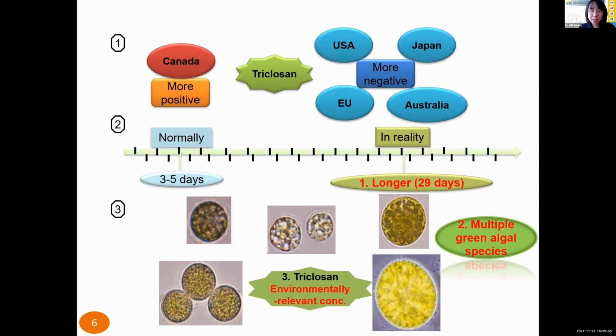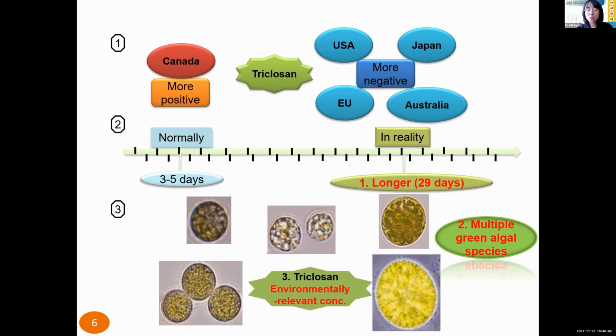I want to do this study because different countries have different attitudes towards triclosan application, like the United States, European Union, Japan, and Australia. They have a negative attitude towards triclosan. They thought triclosan may harm human health. But Canada has a positive attitude towards triclosan, and they don't think triclosan would cause that serious a problem. But I just want to know if it would cause adverse effects when it enters the environment. And I just use algae as the test model.